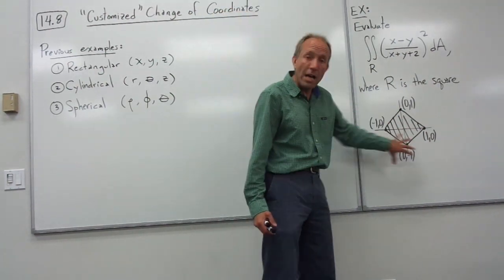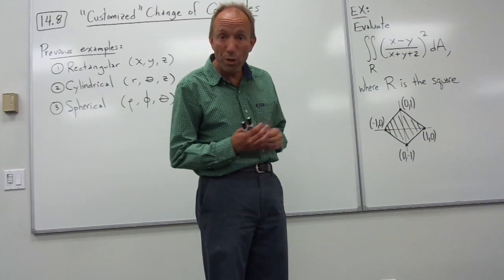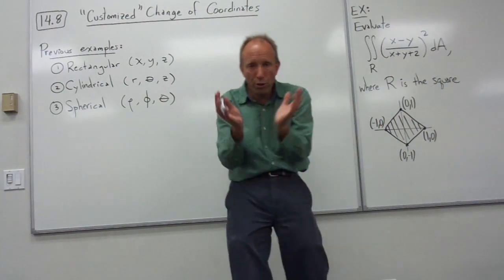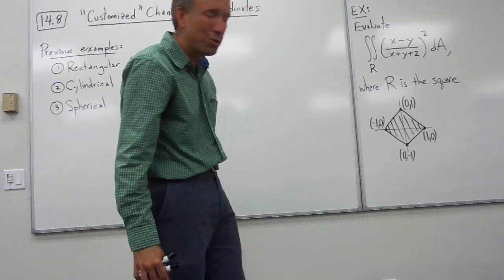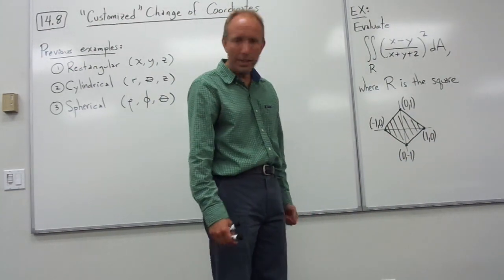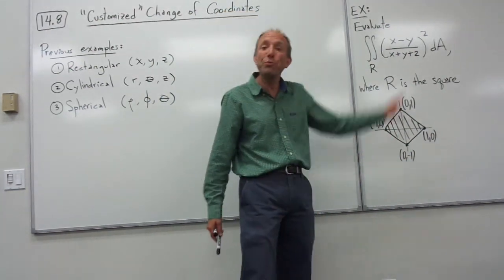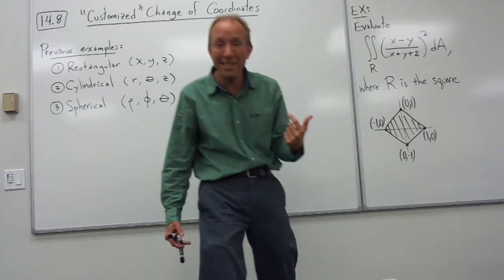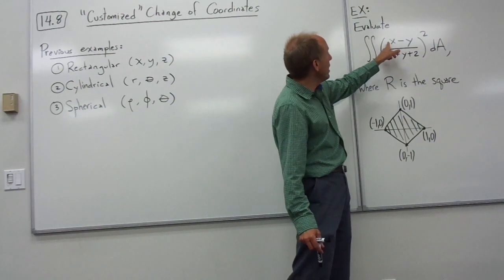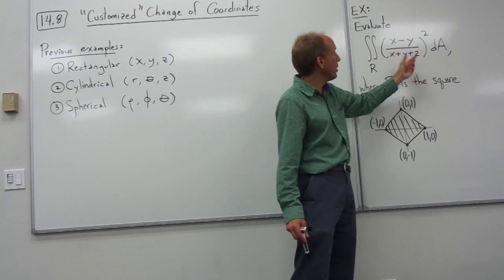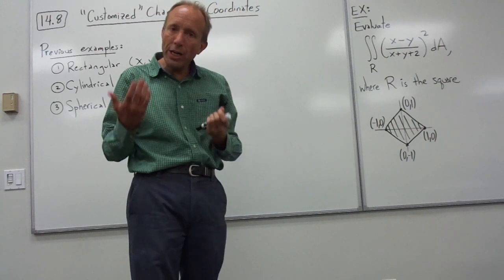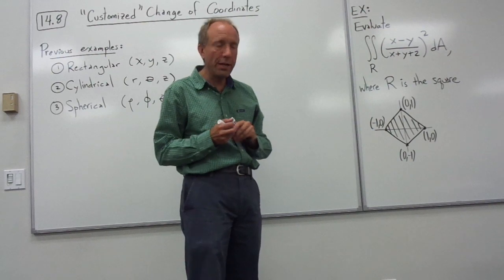So this region is not well suited to rectangular coordinates, but it doesn't really have any circle nature to it either. So switching this to polar coordinates really isn't going to be that useful either. What we're going to try to do with this problem is customize a change of coordinates that will work well for us. The function that we're integrating here is (x minus y over x plus y plus 2), all of that quantity squared. So how am I going to change my coordinates into a nicer set of coordinates?